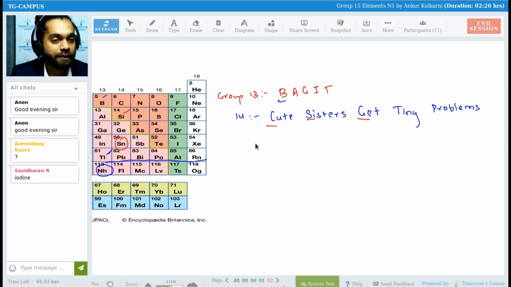Come on, tell me, what is Sn? It is nothing but tin. That's why I have written tiny over there. Sn is for tin. Then we have Pb. What is Pb, everyone? It is nothing but lead. So carbon, silicon, germanium, tin, and lead. Cute sisters get tiny problems.